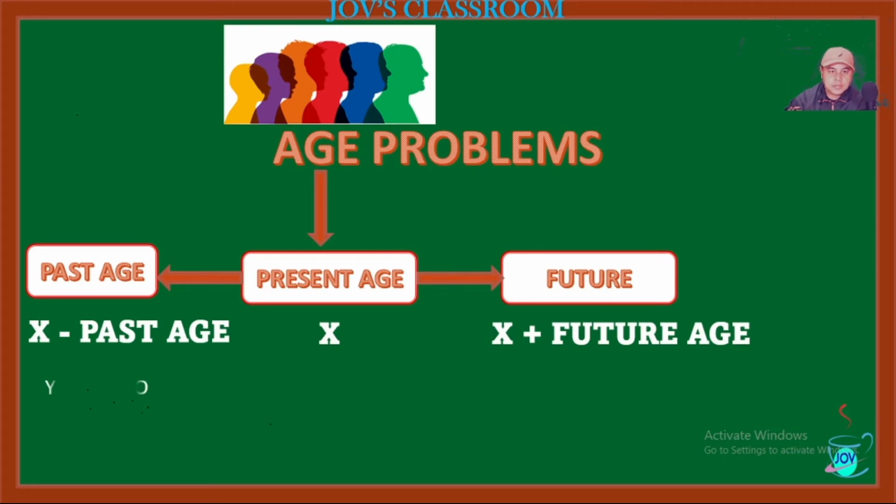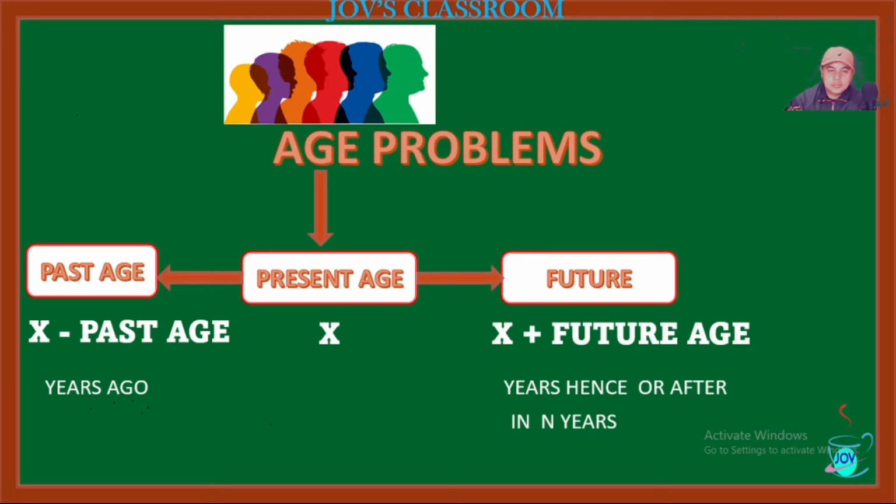Now, there are phrases that you have to consider when you see them in the problem. Years ago, that means this is a past age. And if you see years hence, or after, or in n years, that means this is the future age of a person. So these are small tips that you must bear in mind. They will help solve the age problem.